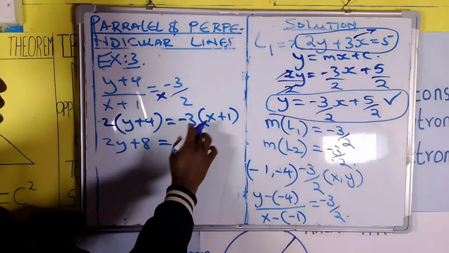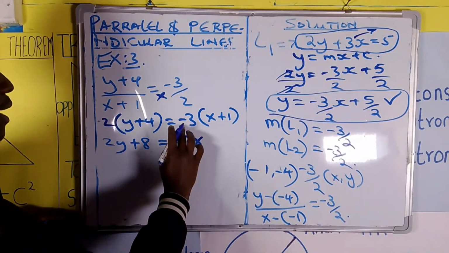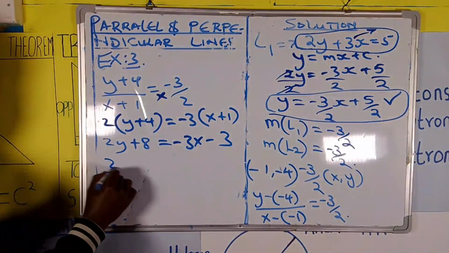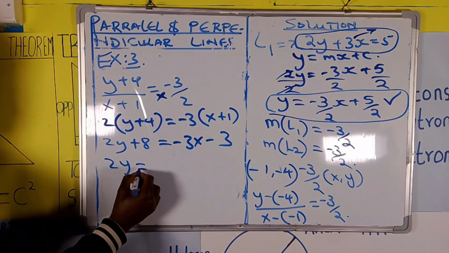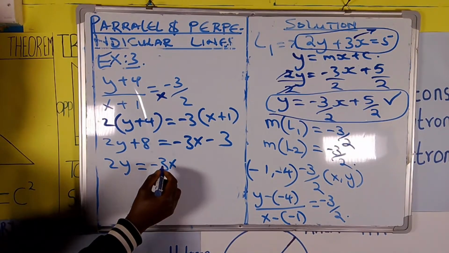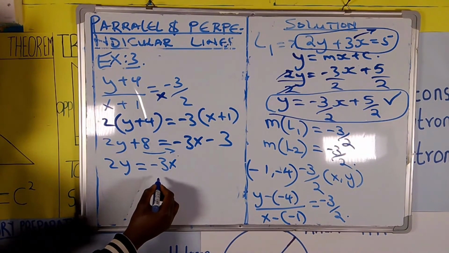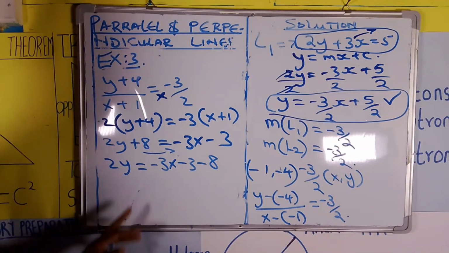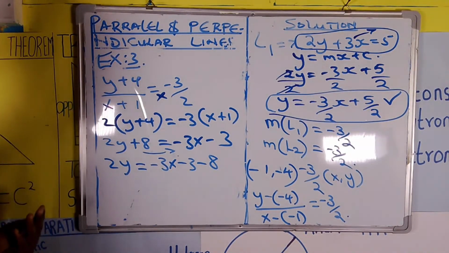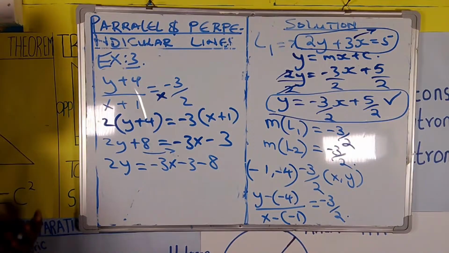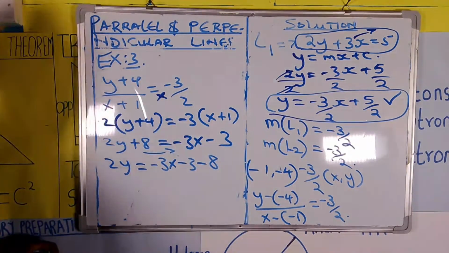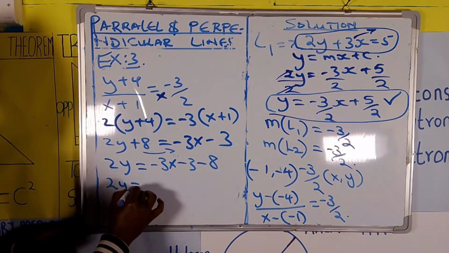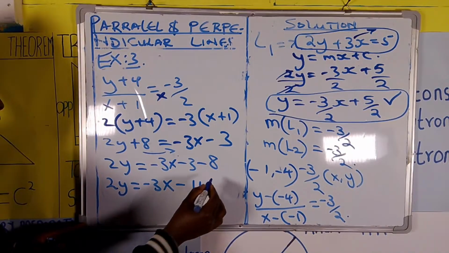Equals negative 3 times x is negative 3x. And negative 3 times 1 is equal to negative 3. So that will give us 2y is equal to negative 3x. We now take this to the other side of the equal sign: minus 3 minus 8. Why minus 8? Because on the left hand side it is positive, so when we take it to the right hand side it automatically becomes negative. So we will now have 2y is equal to negative 3x minus 11.